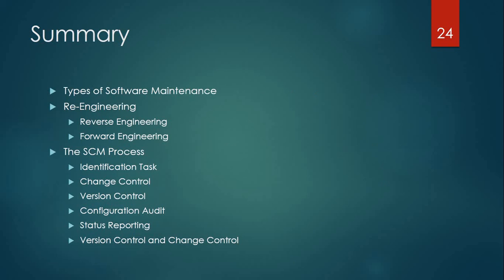So this is it for this chapter. We have seen types of software maintenance here. We have seen re-engineering, means in it we discussed reverse engineering and forward engineering. And last, in this video lecture, we have discussed the SCM process, the software configuration management process. So this is it for today's video lecture.